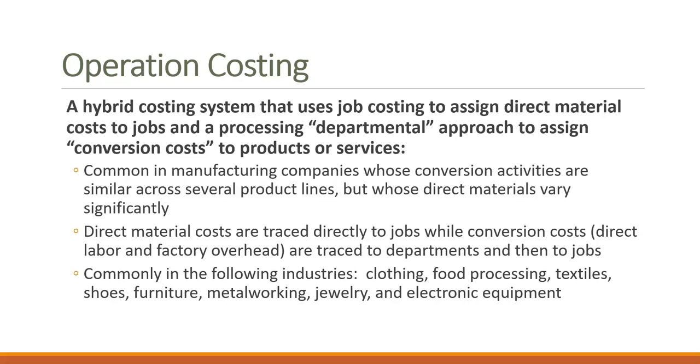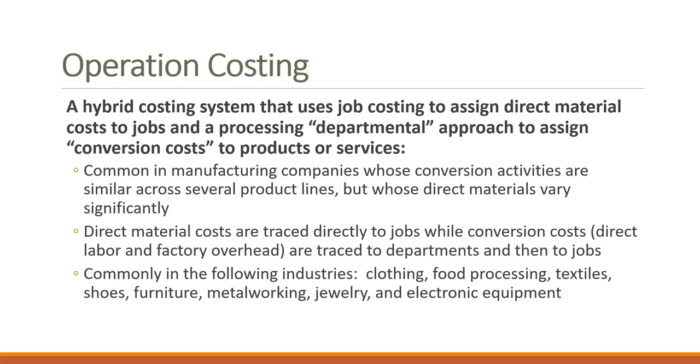Operation costing is a hybrid system that uses job costing to assign direct material costs, but process costing to assign our conversion costs. Remember, conversion costs are those costs we use to convert direct materials to finished goods. We use that a lot in manufacturing companies when our conversion activities are similar across several product lines, but those direct materials vary significantly. So think about food production.